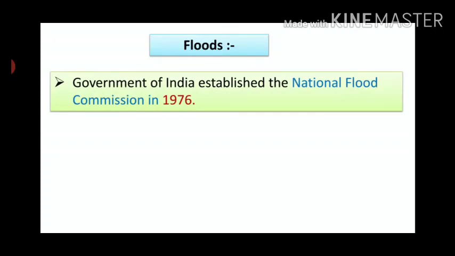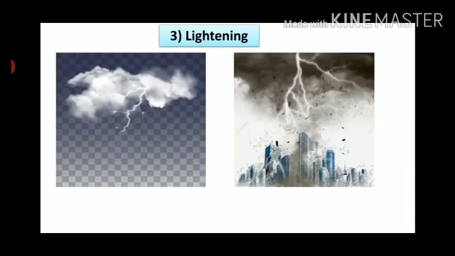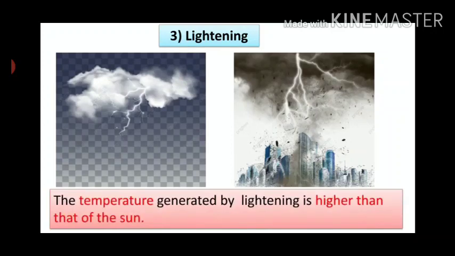Now some steps the government has taken, like the Government of India established the National Flood Commission in 1976. The government has come up with a commission. The commission tries to control the flood. Third is lightning. Just observe the picture. What happens in lightning? The temperature generated by lightning is higher than that of the sun.